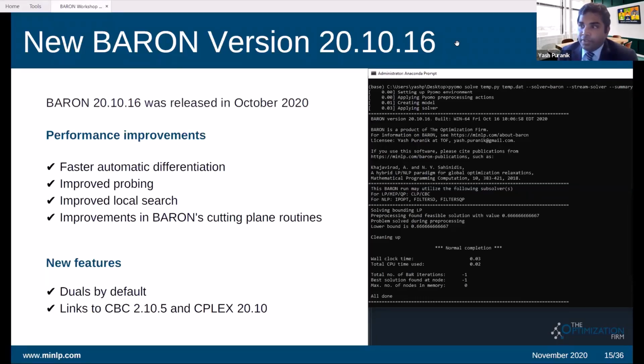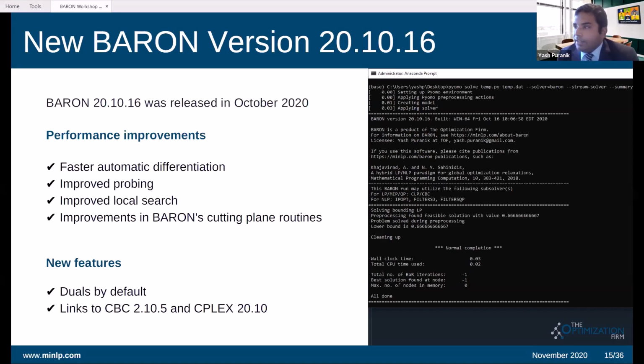I think the most important one is faster automatic differentiation. We've definitely reworked some of those routines, which has improved the performance a lot, especially on problems that are not sparse. We've reworked some of the local search routines, and there are a lot of improvements in the cutting planes. All of that helps in improving BARON's performance. Of course, there are bug reports and fixes and so on and so forth.